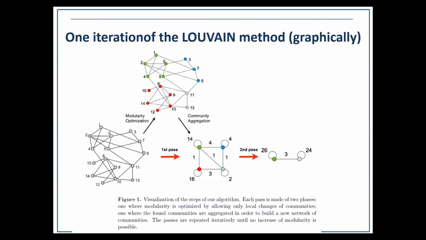I didn't get your point quite well. So in this example, for example, we put together nodes 1, 2, 4, 0, 5 into one community because the interaction among those is higher than on average in the entire network. Same here, nodes 8, 9, 10, 12, 14, 15, we put them together into the red community because interaction among them is higher than in the entire network.